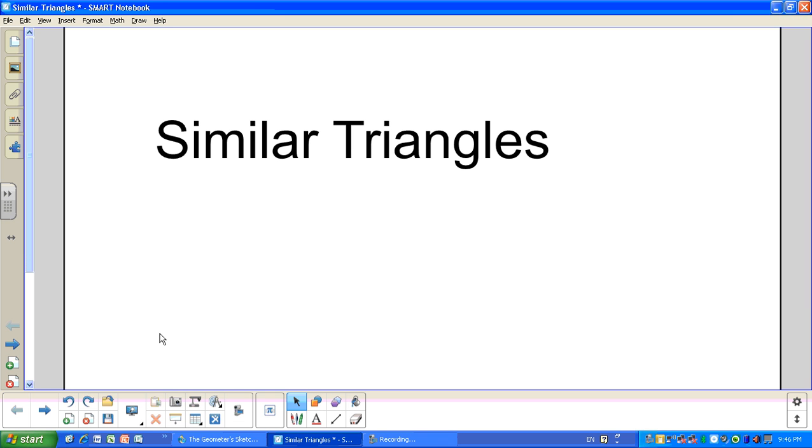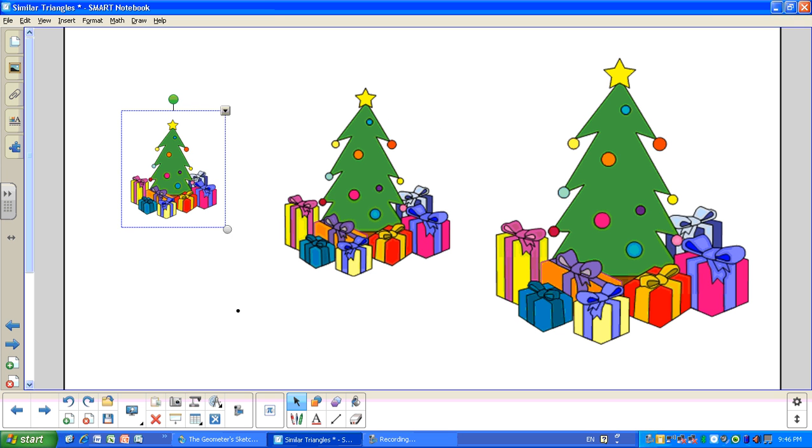Obviously, you know what triangles are, and you know what similar shapes in general are. So, for example, let's take a look together at these three Christmas trees. Do they look similar to you? I bet your answer would be yes, they look similar. What is the same, what is similar about these three Christmas trees?